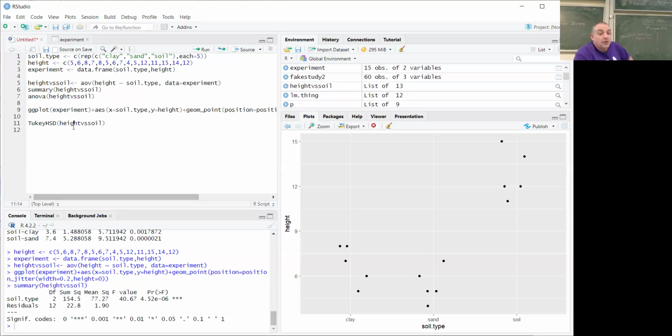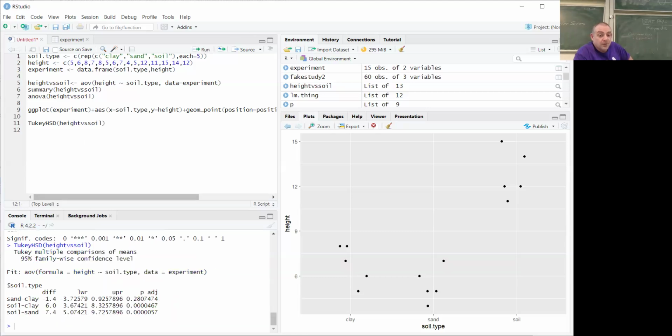But when I do my Tukey's Honestly Significant Difference, the difference between sand and clay has a really high p-value. And so that says that there is no evidence of a difference in height between sand and clay soils. But these two are both significant because this one is definitely higher than both of those. Yeah. So that is what they say. So you have to do those pairwise tests for Tukey's Honestly Significant Difference.